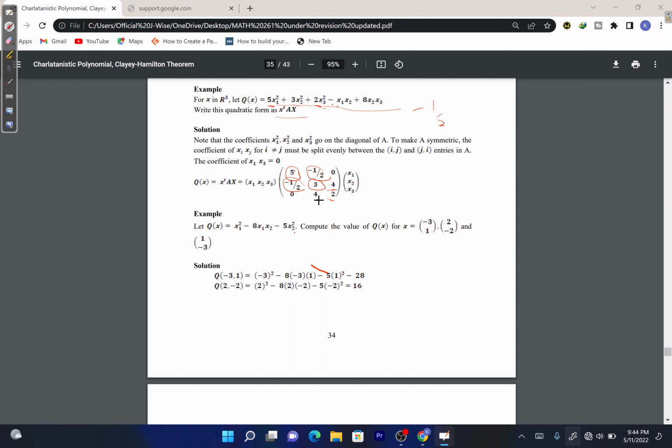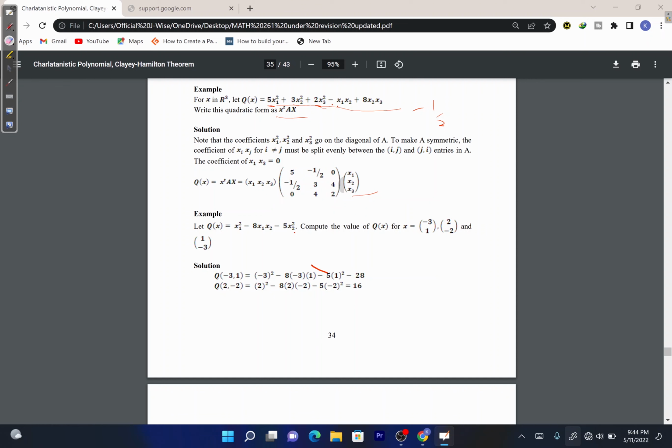But there is no element in the first row, third column, and third row, first column, because there is no term of x1 x3 or x3 x1. Okay, so this is our matrix A. This is our vector x, and this is the transpose of x. So we have written q of x in the form x transpose A x.